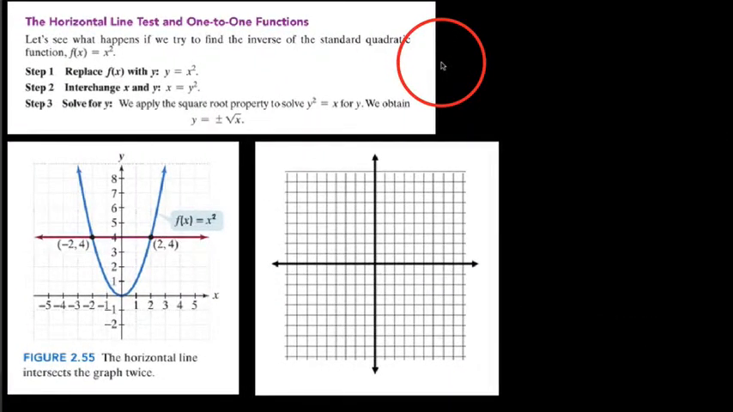Okay, YouTube, in this video we're going to focus on what we call the horizontal line test in one-to-one functions. Up until now we've defined functions as a relation between x and y where every x value is only allowed to go to one y value, or every input goes to one and only one output. Anything that satisfies that stipulation is what we call a function of x.